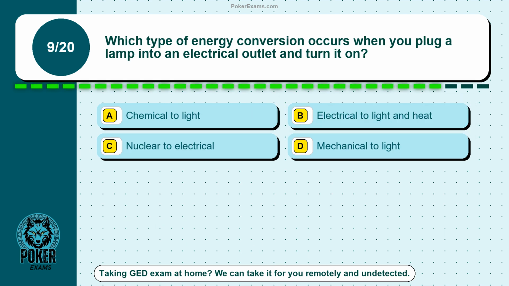Question 9. Which type of energy conversion occurs when you plug a lamp into an electrical outlet and turn it on? Option A. Chemical to light. Option B. Electrical to light and heat. Option C. Nuclear to electrical. Option D. Mechanical to light.